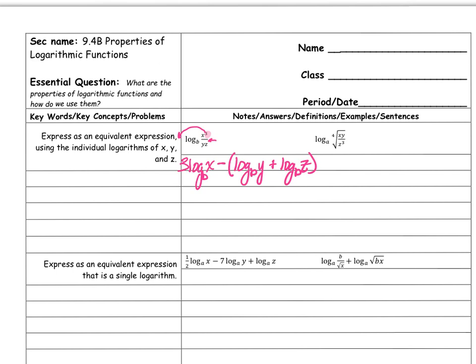Now, I really don't want the parentheses in there, so I'm going to distribute the negative sign through. To rewrite it without the parentheses and as simple as possible, I would have 3 log base b of x minus log base b of y minus log base b of z. And there would be my answer.